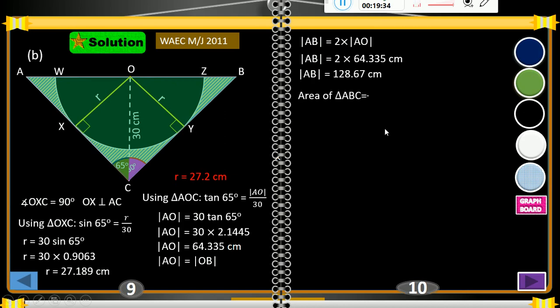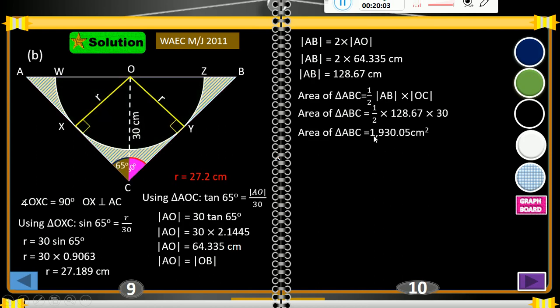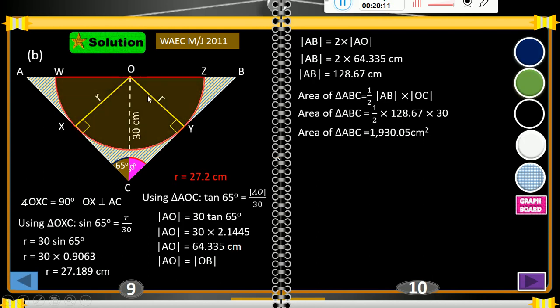So the area of triangle ABC will give us half AB times OC. Half the base AB times the height OC. AB we calculate as 128.67. We substitute that, multiply by OC, giving 30 centimeters. So therefore, the area of triangle ABC will give us 1930.05 centimeters squared.